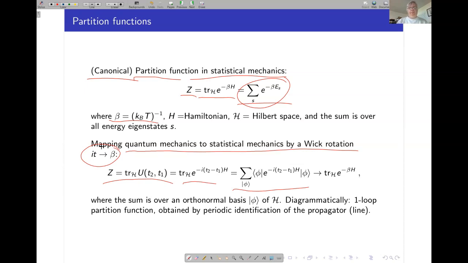For a particle, one also has a diagrammatic expression for the partition function, which I think I will show you on a drawing. And this will explain why this partition function, when we express it in terms of diagrams, is also called the one-loop partition function.